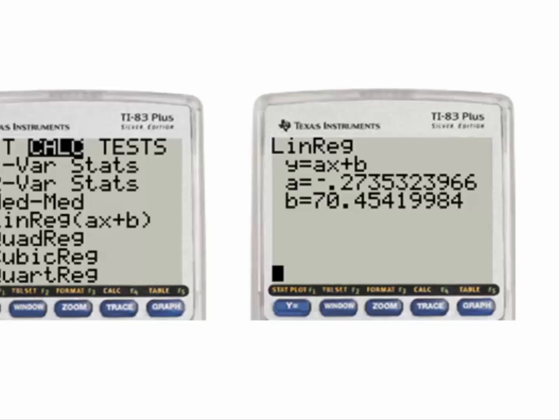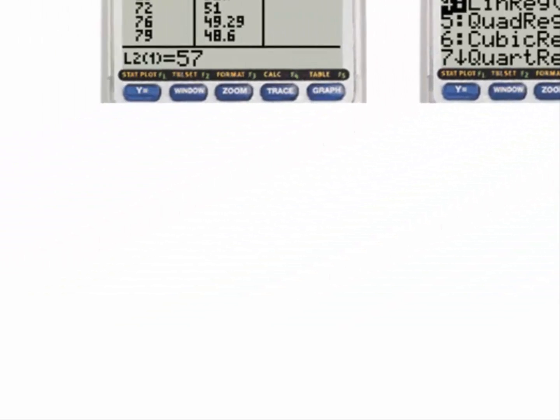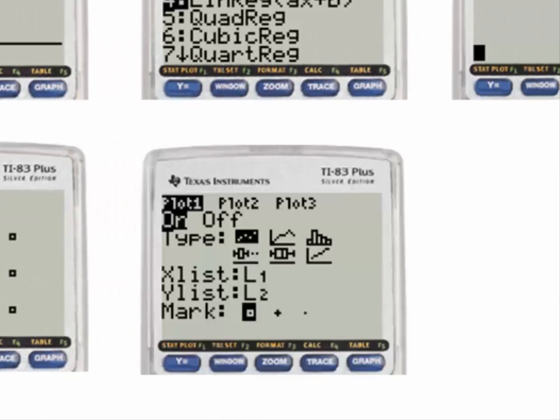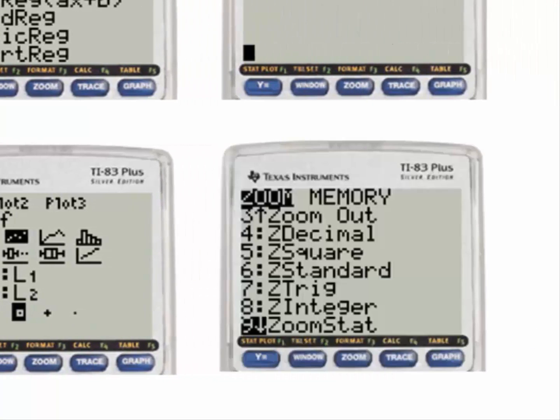It's always a good idea to see how well the line fits the data. So we can look at this graphically by using the stat plot. We hit second Y equals, which is stat plot. We make sure the plot is on, and for the type we want the first one, which is a scatter plot. Make sure X list is List 1 and Y list is List 2. Then we hit zoom, number 9 for zoom stat.